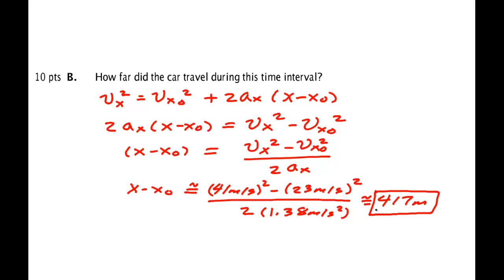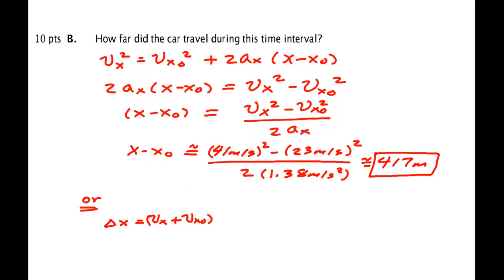For instance, you could have also found, as an alternative, that delta x was equal to vx plus vx naught times vx minus vx naught, all of this over 2 times vx minus vx naught, and that times delta t.